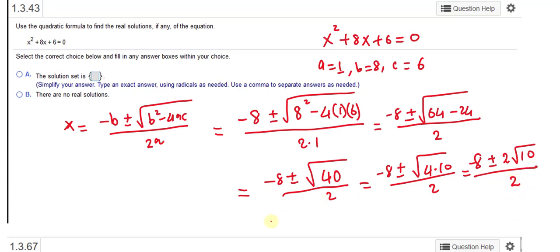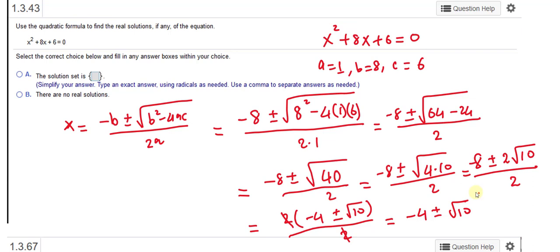Now you can factor the 2 outside. So minus 8 divided by 2 gives me minus 4. I factor out the 2 from the radical term, I don't have anything left. And divide by 2, so you can see that the 2 can cancel out. You get minus 4 plus or minus the square root of 10. And that is your final answer. You can type the exact answer using a radical, one with the plus and one with the minus.